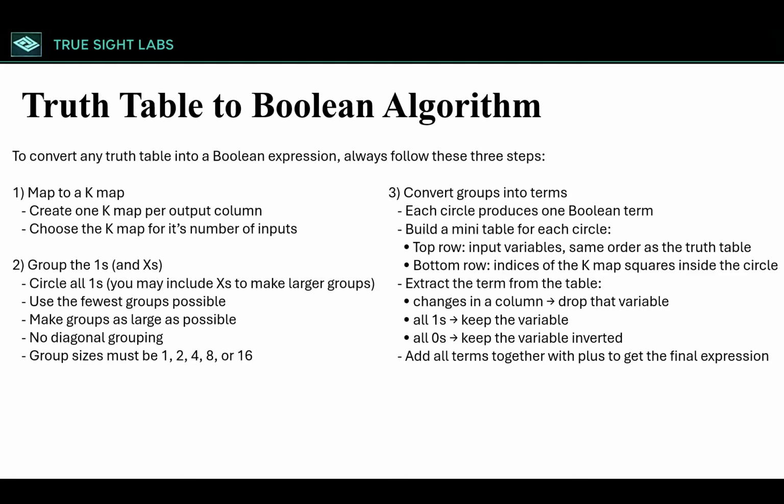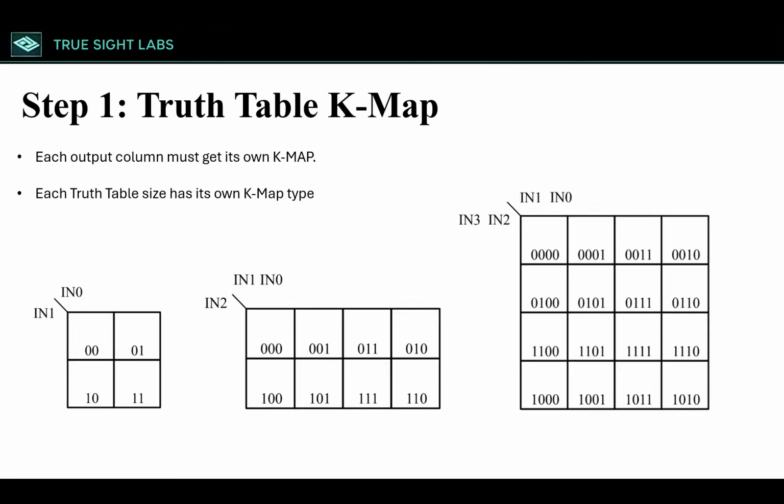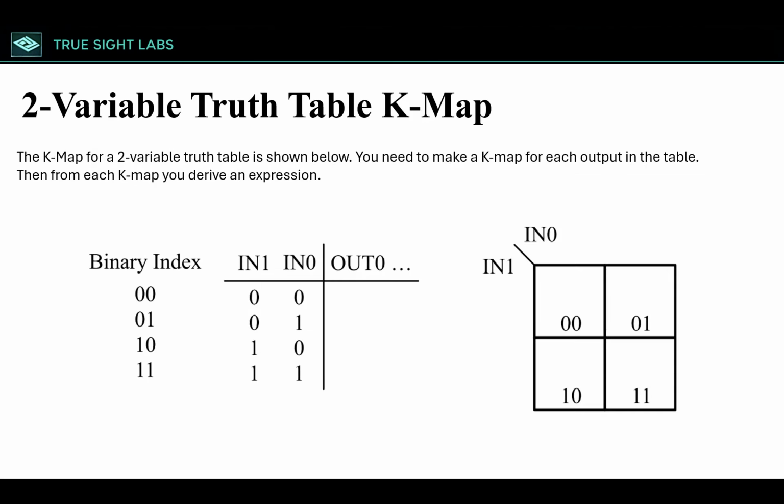To make this easy, we are going to learn each step first, across multiple table sizes. Then, once the pattern is clear, we will do full end-to-end examples for each table size. Now let's go over step 1. Step 1 is straightforward. All we do is create a K-map for each output column in the truth table. Below, you can see the standard K-maps for 2-input, 3-input, and 4-input truth tables. For a 2-variable K-map, we use this template to transfer the truth table values into the map.